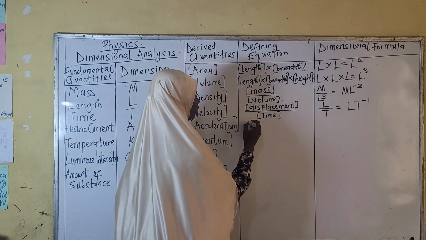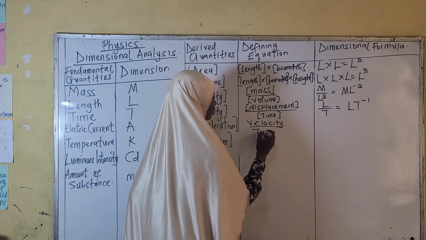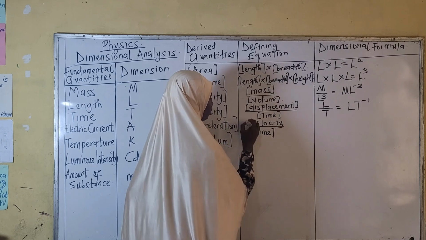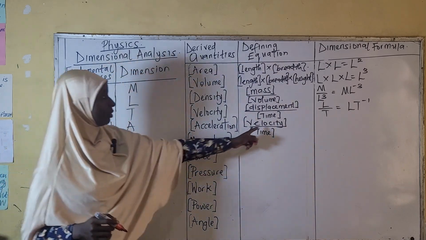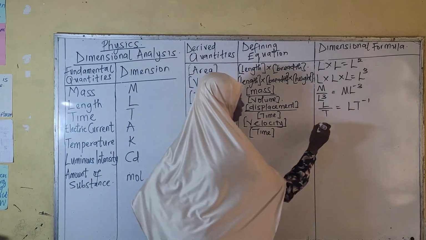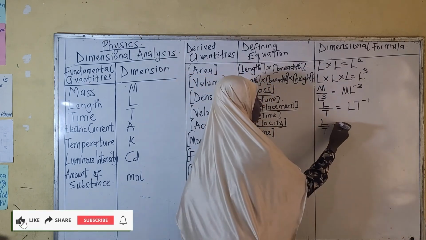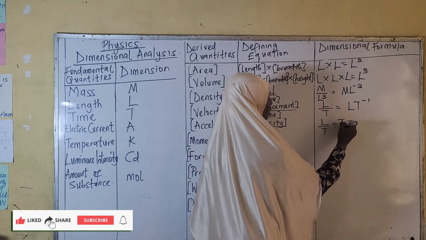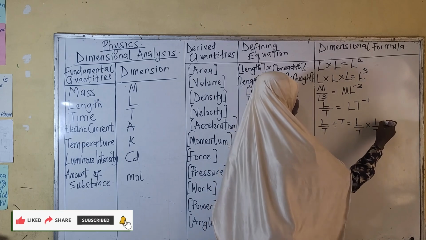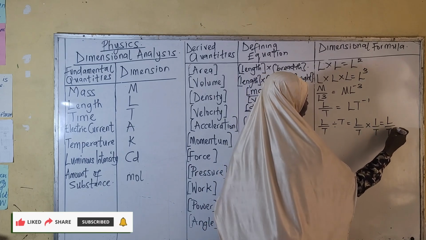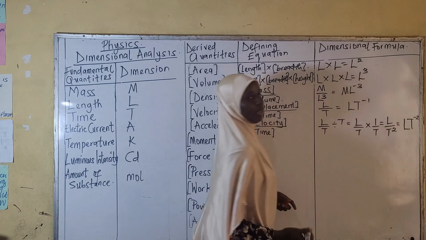The next one is acceleration. The formula for acceleration is velocity over time. Note, you must include square brackets to show dimension. So the velocity from here is already L over T, divided by my time, which is T. So I have L over T times 1 over T, which will give me L over T squared, which is also the same thing as LT minus 2.